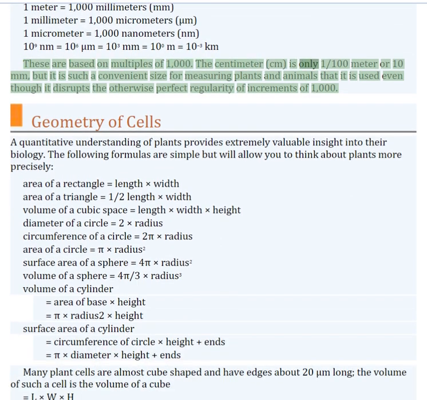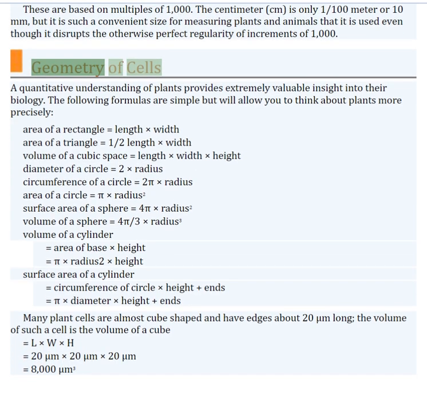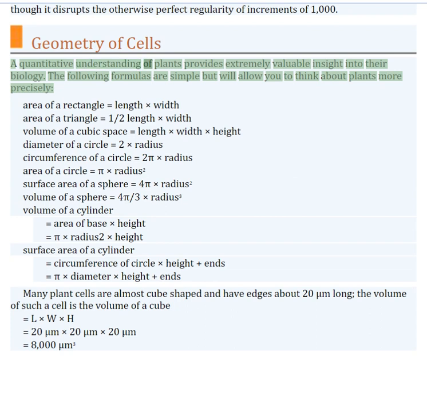The centimeter is only 1/100 meter or 10 millimeters, but it is such a convenient size for measuring plants and animals that it is used even though it disrupts the otherwise perfect regularity of increments of 1,000. Geometry of cells. A quantitative understanding of plants provides extremely valuable insight into their biology. The following formulas are simple but will allow you to think about plants more precisely.